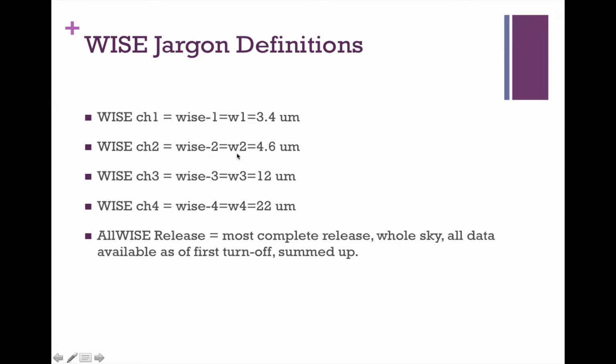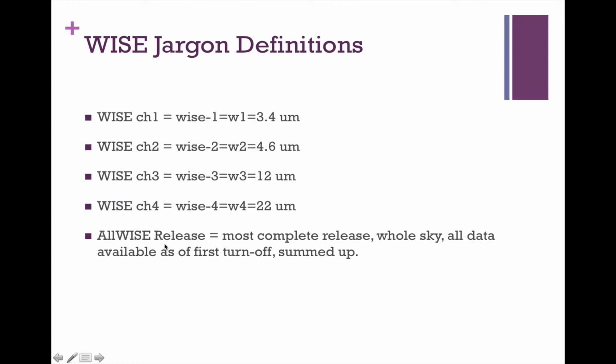WISE channel 2, WISE 2, W2 is 4.6 microns. WISE channel 3, 12 microns. WISE channel 4, 22 microns. If you're talking about magnitudes, you'll see the name of the filter in brackets. So it'll be bracket W1 or bracket 3.4 to indicate that the measure you're talking about is in units of magnitudes as opposed to flux density.